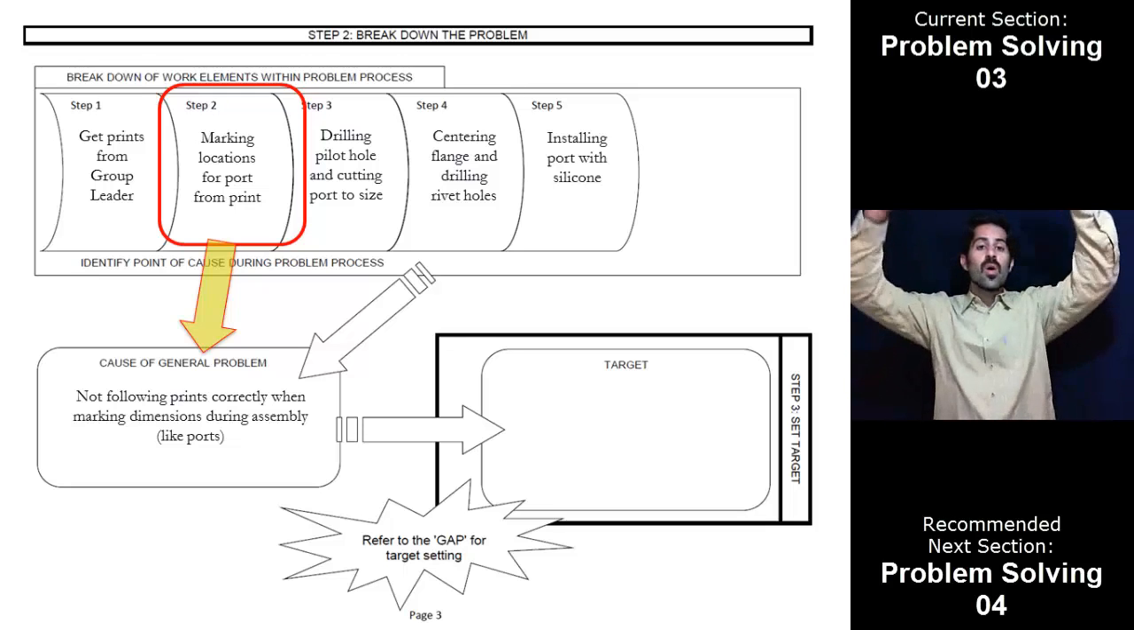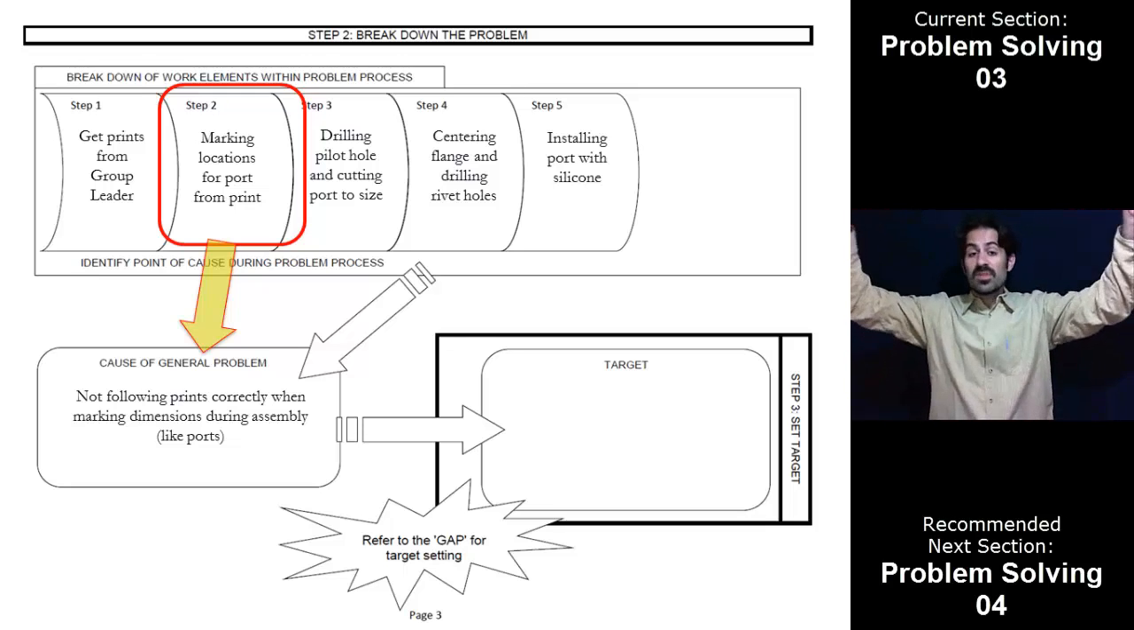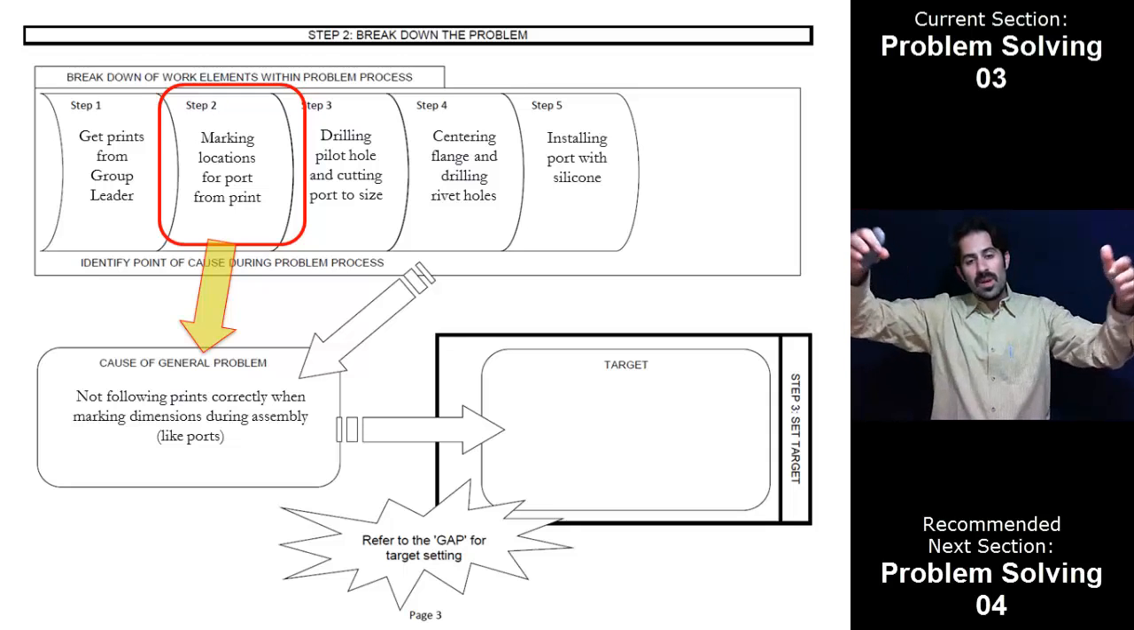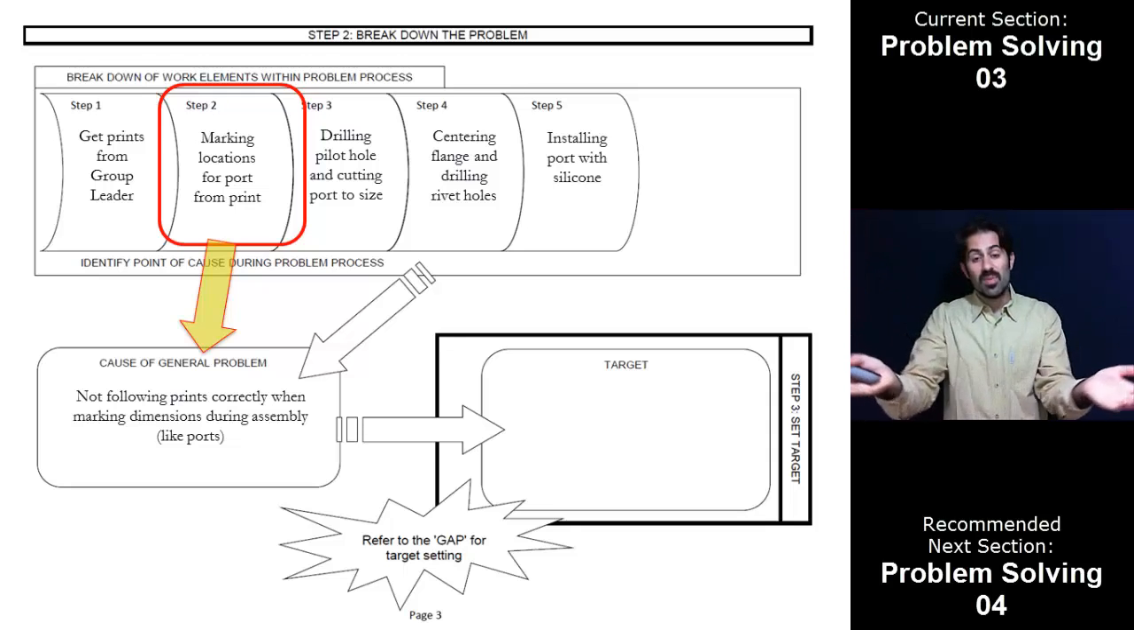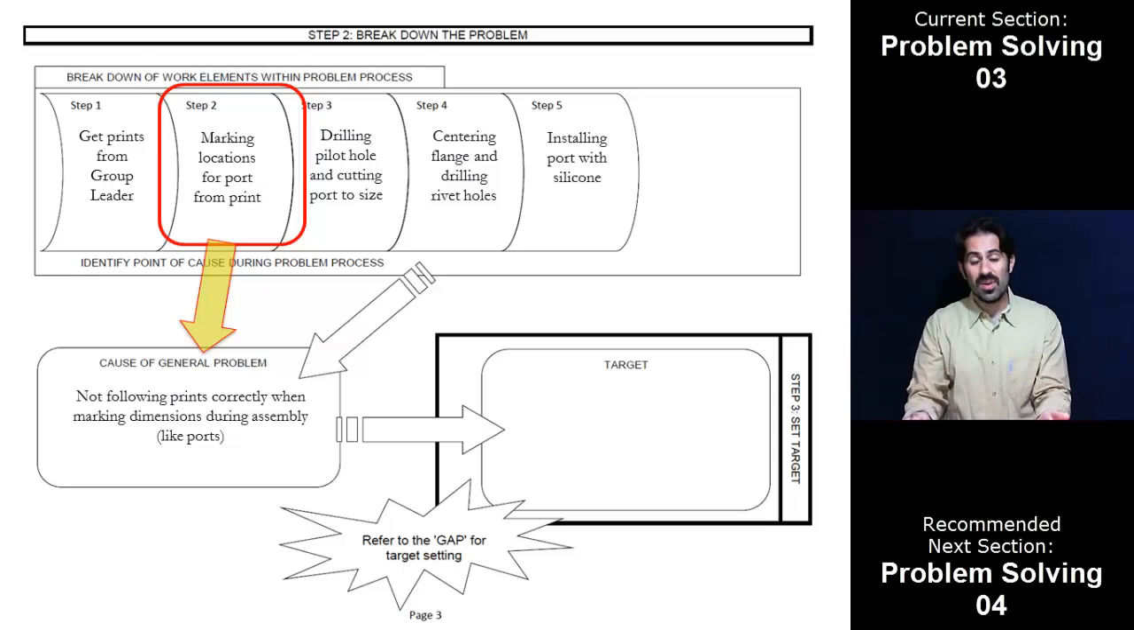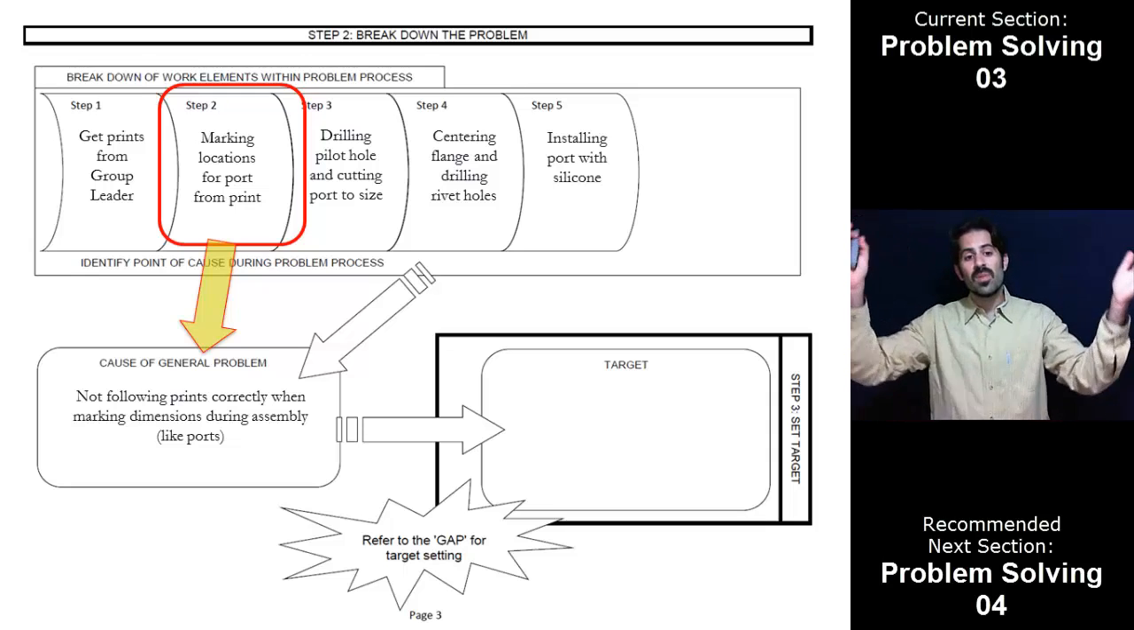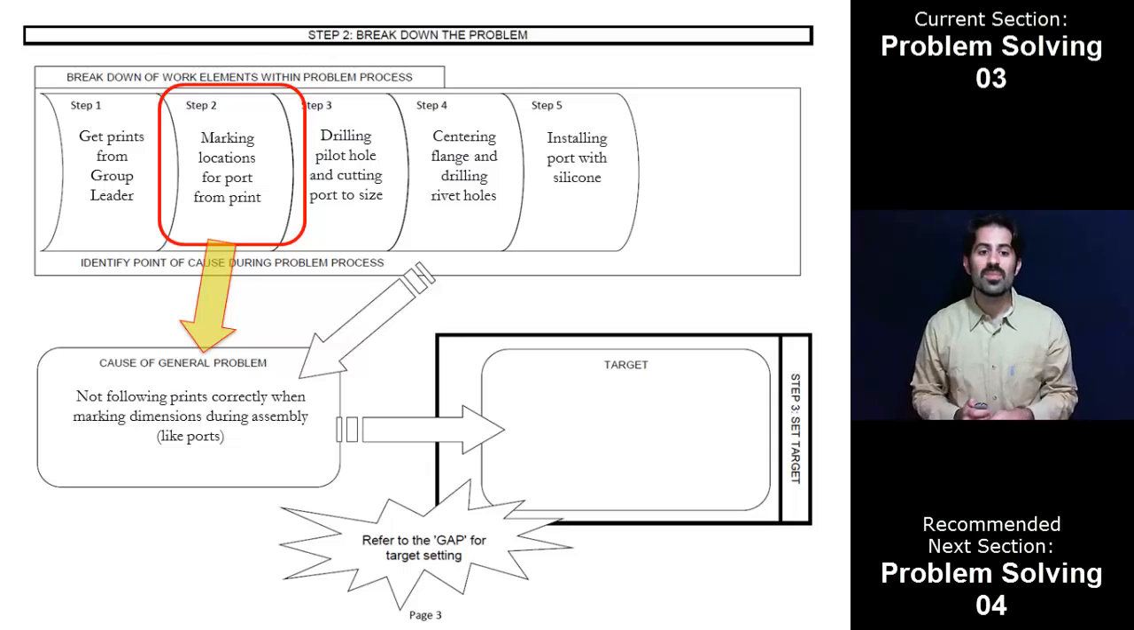So we whittled that whole big vague problem of just chambers not meeting customer specs. We whittled it down to a gap. We broke that gap down. We found the process. Then we found the step in the process, and we took that big problem all the way down to our team members aren't following the prints correctly when they're marking dimensions during assembly. That is something we can fix. That's tangible. We can get our hands around it. We can do something about that.